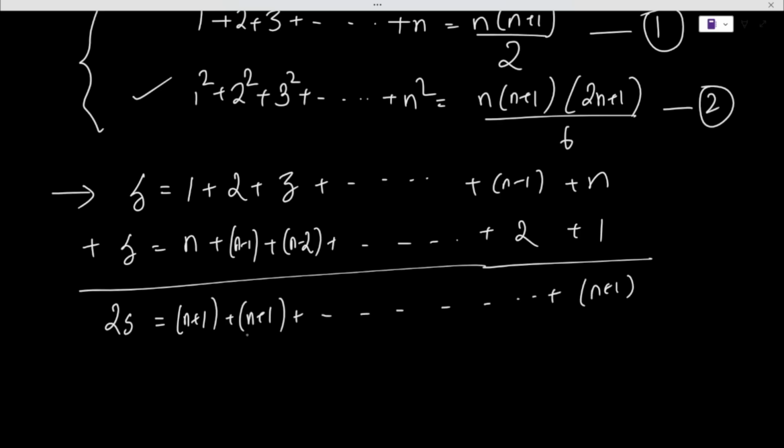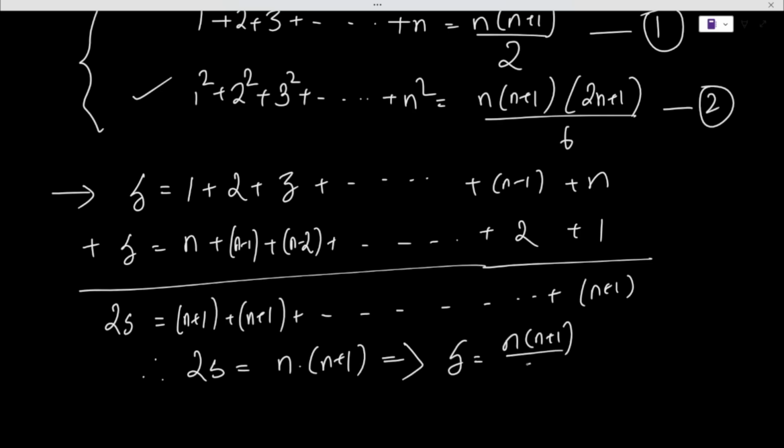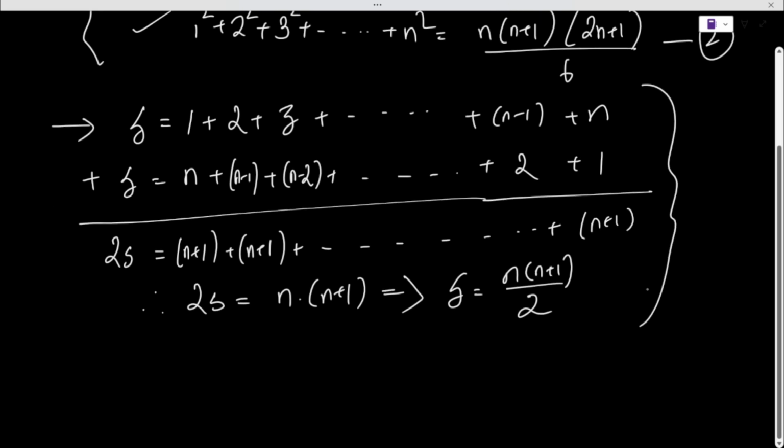How many such terms are there? There are n such terms, right? So therefore, 2s is equal to n times n plus 1. And this gives you the result that s is equal to n into n plus 1 by 2. Pretty simple, right? And there is a famous story that goes back to when Carl Friedrich Gauss actually did this in a class when the teacher jokingly asked, "Can you sum 1 to 100?" And he immediately replied 5050, right?